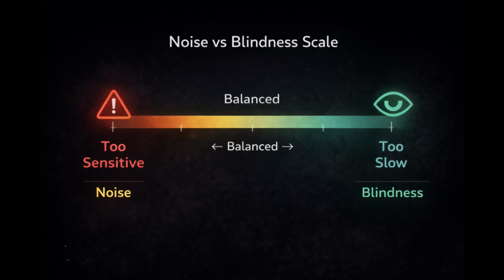Here is the trade-off. Too sensitive creates noise. Too tolerant creates blindness. The goal is balance. And balance depends on what breaks when the endpoint fails. High business impact means fast detection and high confidence. Low business impact means less interruption and more filtering. Alerting is not a universal rule, it's a strategy.